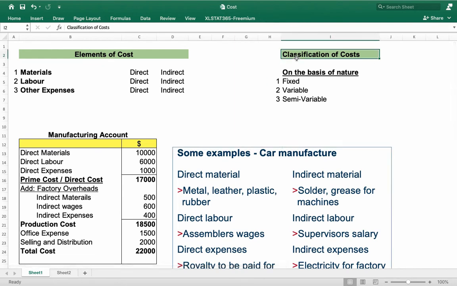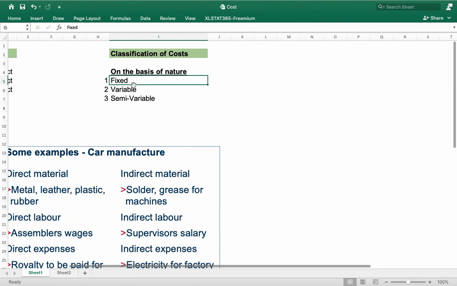Now, the next topic is what? Classification of cost. And classification of cost is based on what? Nature. Sorry, it's based on nature. So there are three categories: fixed, variable, and semi-variable. First, let me tell you what nature means, how cost reacts.